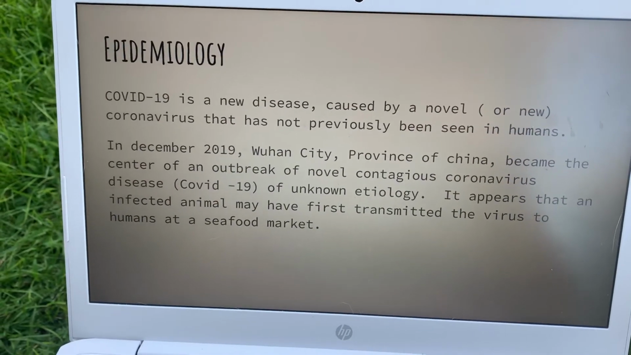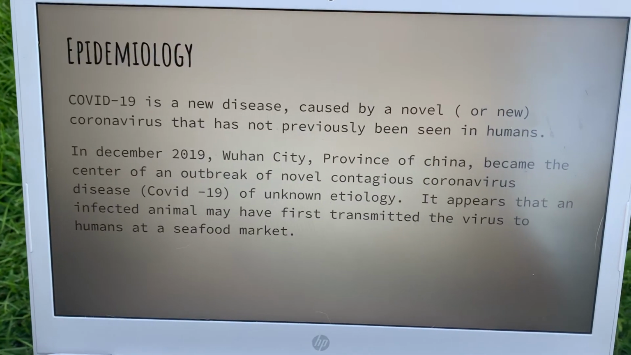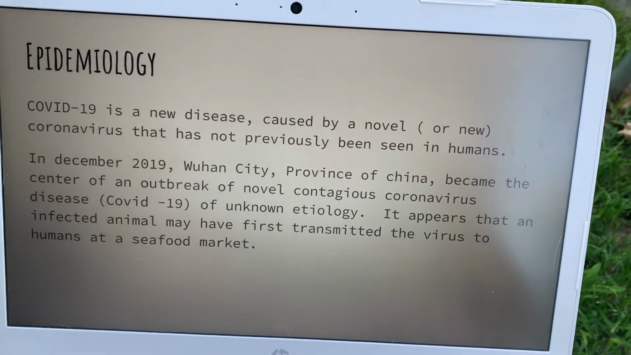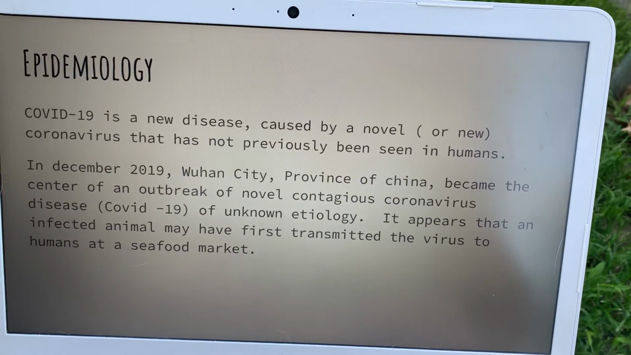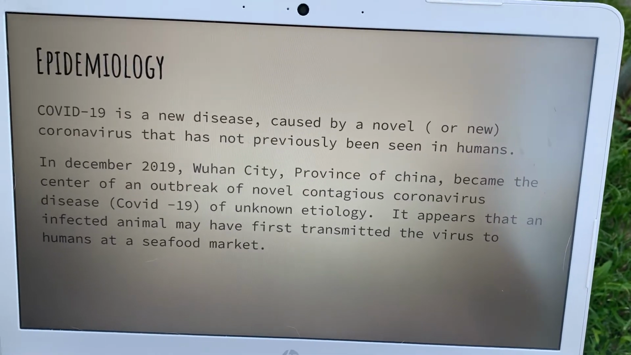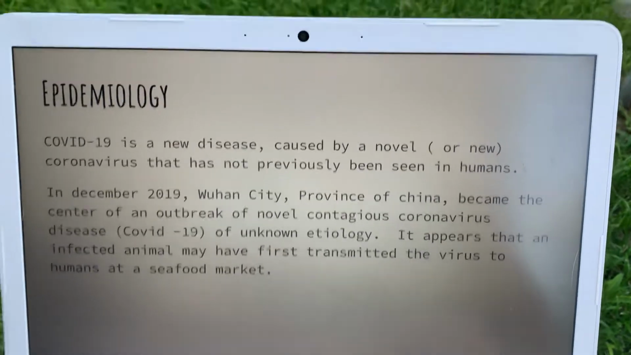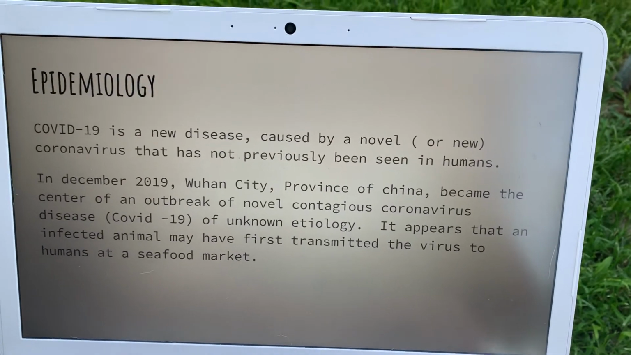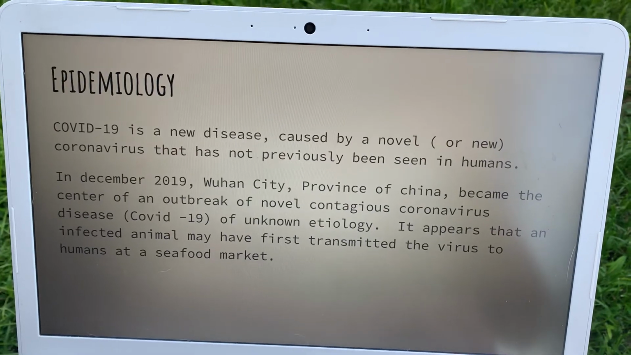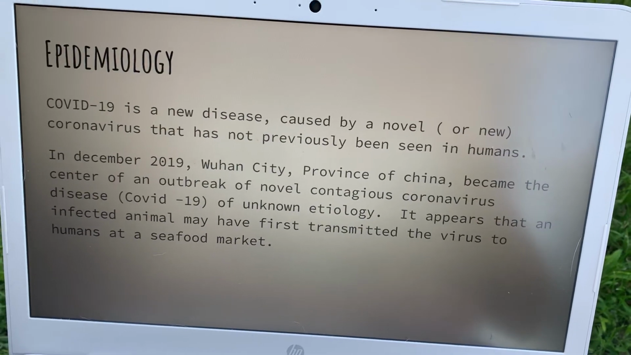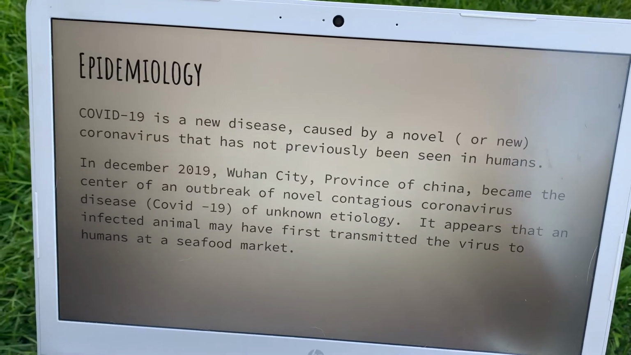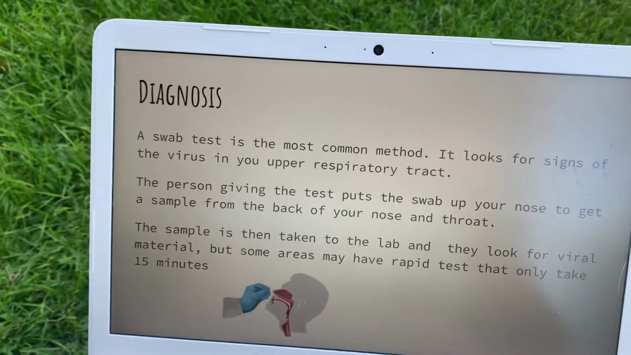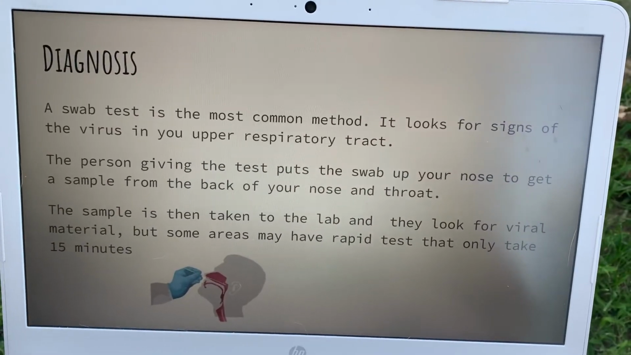COVID-19 is a new disease caused by the novel, or new, coronavirus that has not previously been seen in humans. In December of 2019, Wuhan City, in a province of China, became the center of the outbreak. The novel coronavirus disease, COVID-19, of unknown etiology, appears to have first been transmitted from an infected animal to a human at a food market. The diagnosis for this is a swab test, which is the most common method.